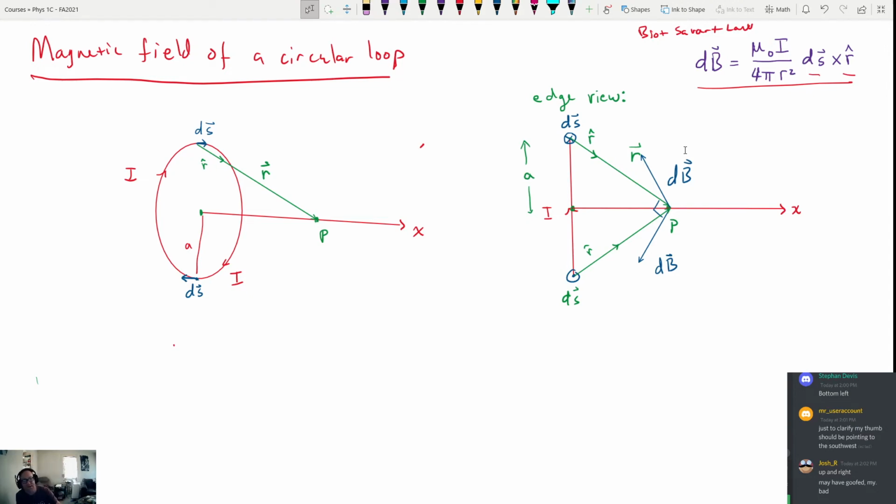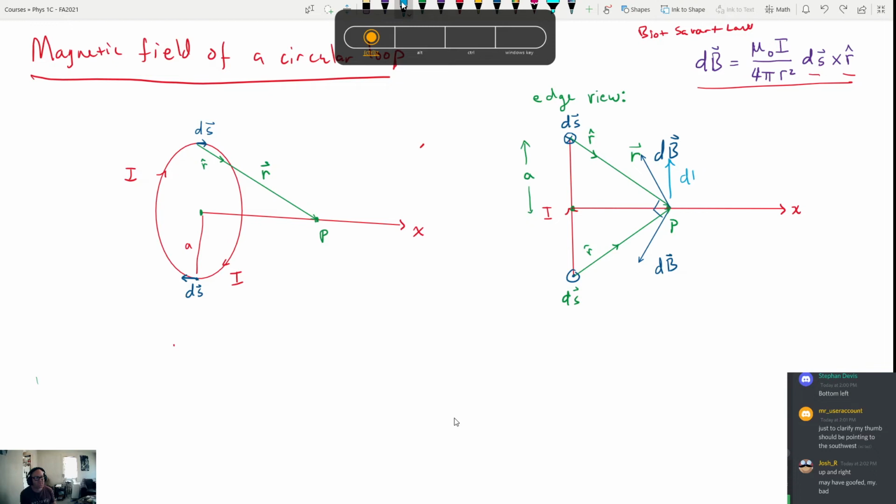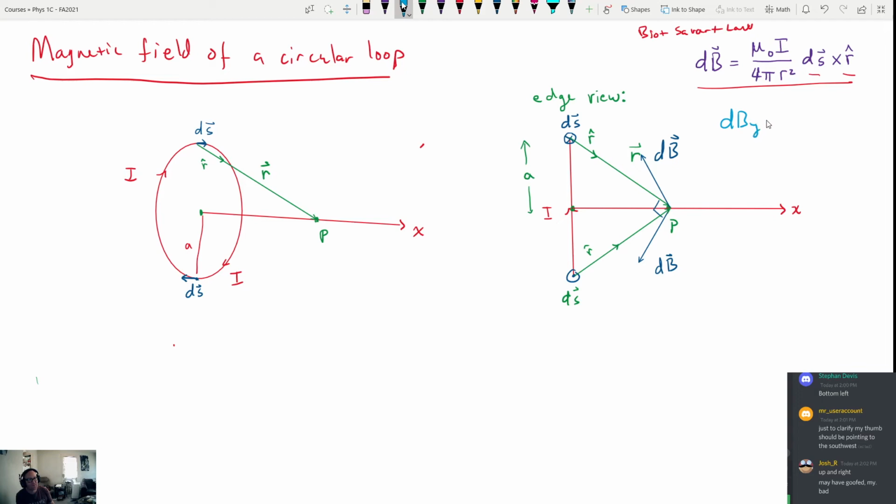Now, the key thing to understand here is that, similar to other times when we've done calculations like this, what happens to, let's say, the y components of these two things? The y components are going to cancel out, right? Because this is going to have a y component that goes this way, and this is going to have a y component that goes this way. So they'll cancel, right? The dBy's will cancel. Which means that all we need to do is to calculate the x component, okay? All we need to do is to calculate the x component.